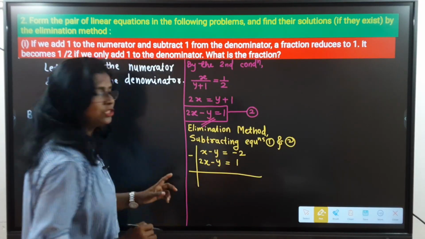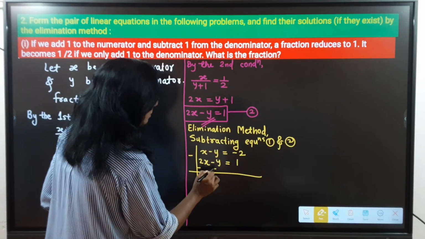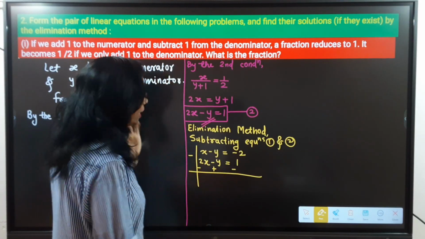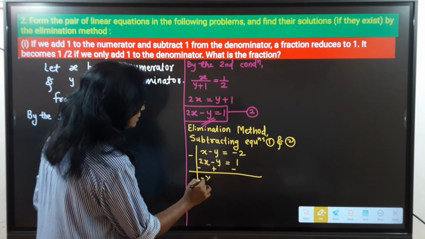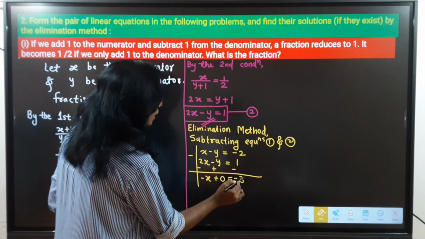So subtraction, that will change the sign here. So here positive 2x, that means it becomes minus. Minus y, that means it becomes plus. And here positive 1, that means it becomes negative 1. So here x minus 2x, that means minus x, minus y plus y, that means here 0. And here minus 2 minus 1, that means here minus 3, students.